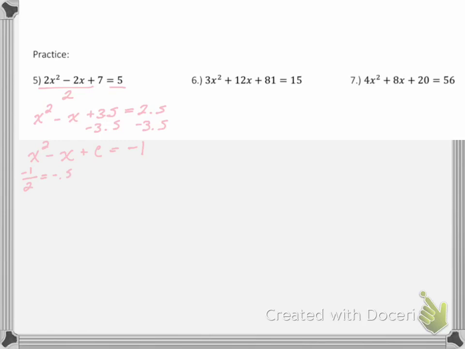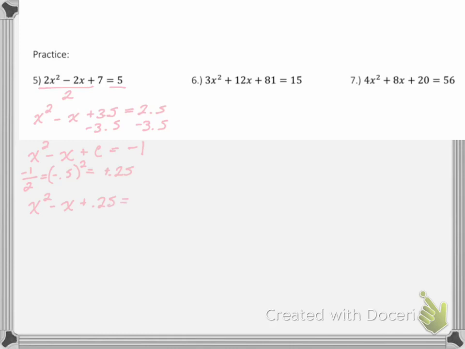So then I'll go ahead and I'll square this, and I get -0.25. So that'll be my c value that I'm going to add to both sides. So I get x squared minus x. So I just realized I put negative 0.25. So that actually should be positive. I apologize. So I'll put plus 0.25.